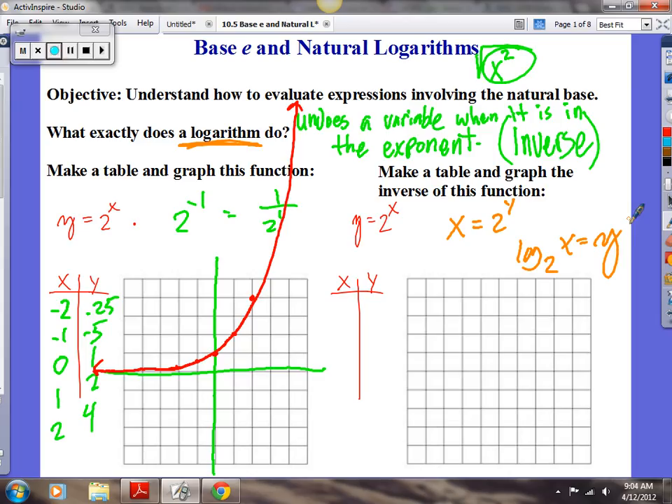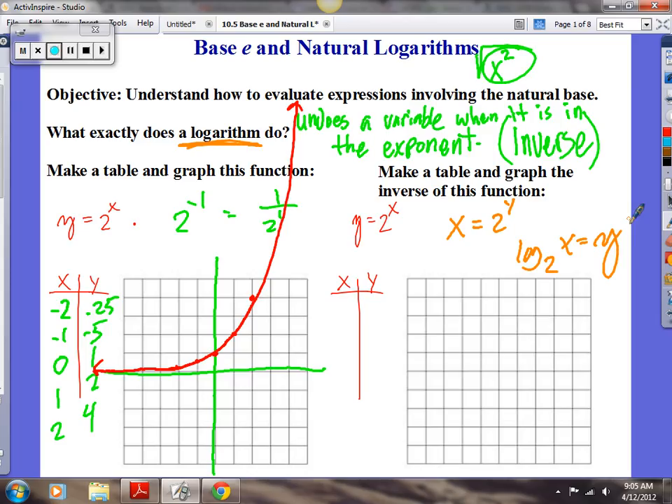You just got y out of the exponent, Bertel. You got y all by itself. You got y out of there. That's sweet. So Bertel, what's the inverse of y equals 2 to the x? What is it? Y equals log in base 2 of x.